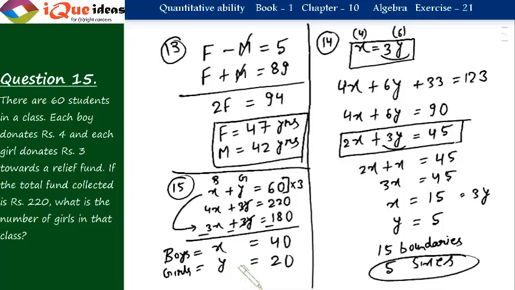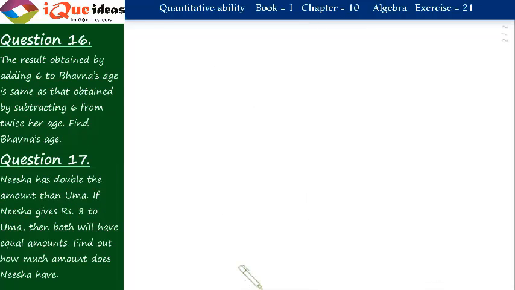Now the next question, question number 16. It says the result obtained by adding 6 to Bhavna's age is same as that obtained by subtracting 6 from twice her age. Let's say Bhavna's age is x. Now the result obtained by adding 6 to Bhavna's age, that is x plus 6, is same as that obtained by subtracting 6 from twice her age, so 2x minus 6. These two results are same.